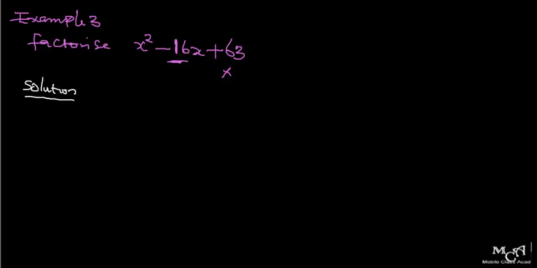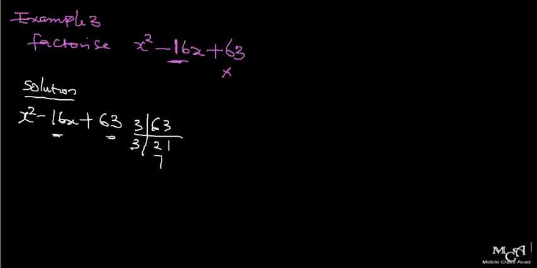Now, solution. What is our question? X squared minus 16x plus 63. Now, we are looking for two values that when added will give us minus 16, and when multiplied will give us 63. What is that value? To get the value, we have to divide our 63. Now we have our 63 divided by what? Can 3 go here? 3 goes in 6, 2. 3 goes in 3, 1. Can 3 go in 21? Yes, 3 can go. We'll be left with 7.